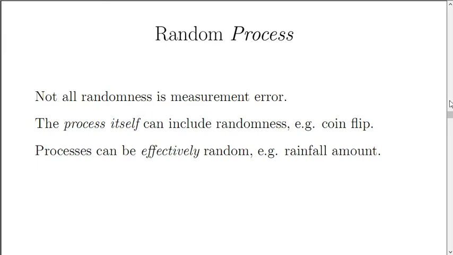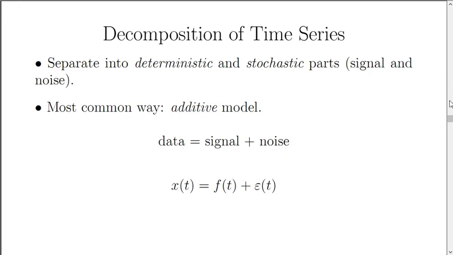It's also important to note that there are processes that we can observe and measure that have genuine, true randomness in them, not just because of chaos and not because of measurement error, but actual stochastic behavior in the time series. And we want to break a time series apart into, let's say, stochastic and deterministic parts, signal and noise. But then there are many ways that those two components can combine to form the time series. The most common way by far is what's called the additive model.